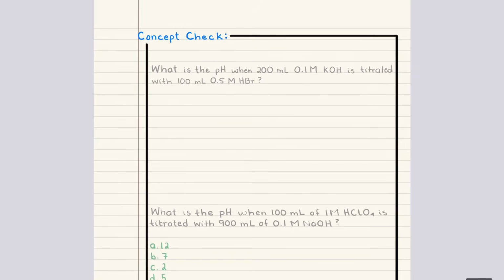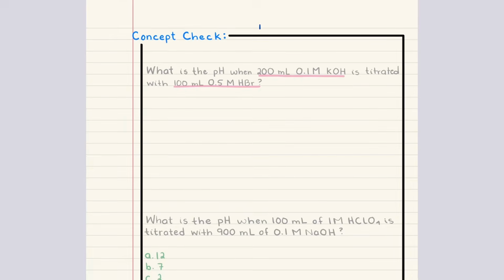This first problem says, what is the pH when 200 milliliters of a 0.1 molar potassium hydroxide is titrated with 100 milliliters of a 0.5 molar hydrobromic acid? Now, to solve this problem and to solve the next one, we're going to be using a Rice table. Specifically, our Rice table is going to be in moles for both because the volume changes during a titration, and moles lets us handle the 1-to-1 neutralization cleanly.